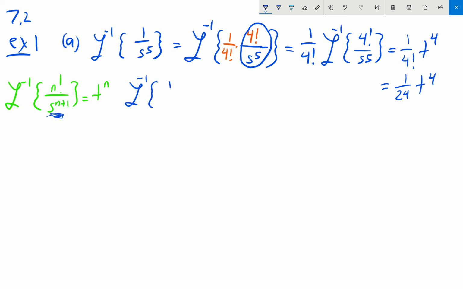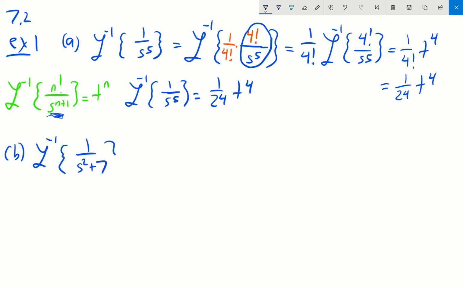So what is the inverse Laplace transform of 1 over s to the 5th? Well, it's 1/24 t to the 4th power. Let's do another one of these. Let's see if we can find the inverse Laplace transform of 1 divided by s squared plus 7.